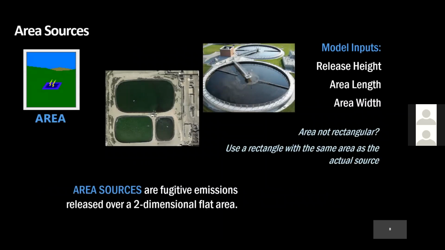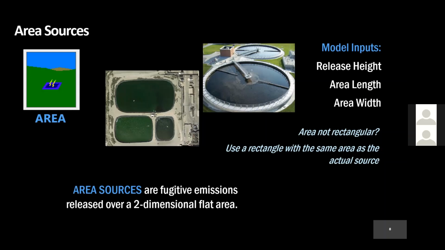Area sources. So an area source is a source with a fugitive emission rate that's released over a flat two-dimensional area. These are some examples of area sources. You might have an evaporative cooling pond or a clarifier tank, anything where your emissions are spread out over a flat area. So in order to model an area source, you'll just need three pieces of information. You'll need the release height above the ground. You'll need the length of the area and the width of the area.